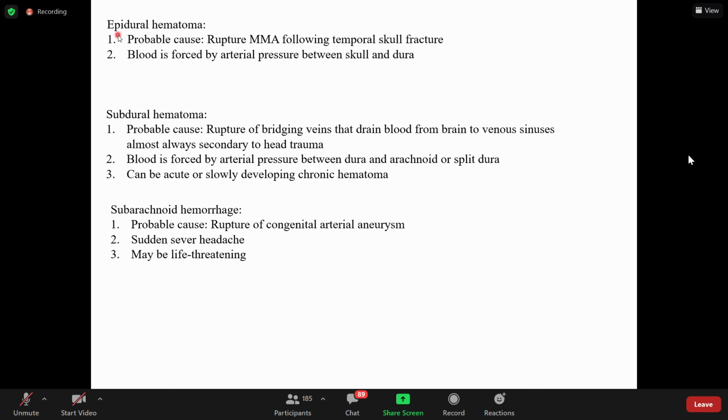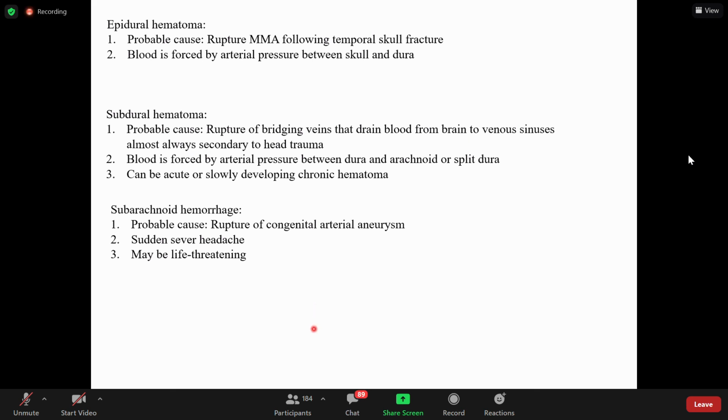So the most common cause of epidural hematoma is rupture of the middle meningeal artery, due to trauma to the side of the skull. The most common cause of subdural hematoma is rupture of bridging veins, and this can be acute or can be chronic, developing over time depending on the injury. And the commonest cause of subarachnoid hemorrhage is rupture of a congenital arterial aneurysm. This is serious, this is life threatening, and it is usually acute.